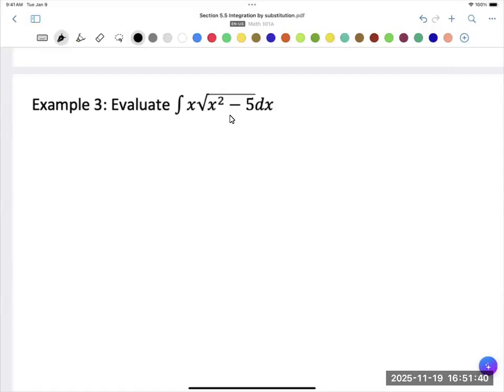Now let's take a look at this one. Okay, so this one doesn't have a parenthesis. So how do I know what my u is going to be? But you see outside the radical there's an x, and inside the radical I have x squared minus 5. If I take the derivative of x squared minus 5, I will get 2x, which is the variable outside of the radical, right? So we're going to let u equal x squared minus 5.